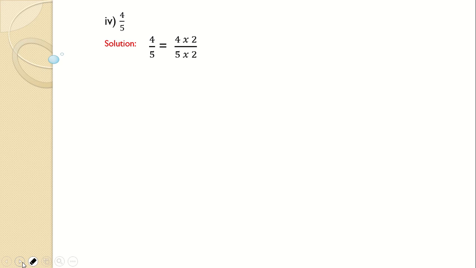So that would be 4 twos are 8 and 5 twos are 10. So the answer is 0.8. The decimal point shifted by one place there. 0.8. Fifth one, 17 divided by 8.